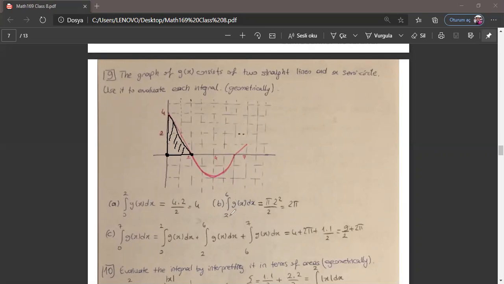Okay, what about this? From 2 to 6. Now, what's the area of this semicircle? It's pi times 2 squared, right? Because the radius of the circle is 2, right? Over 2, because we have a semicircle. Now we have 2 pi.